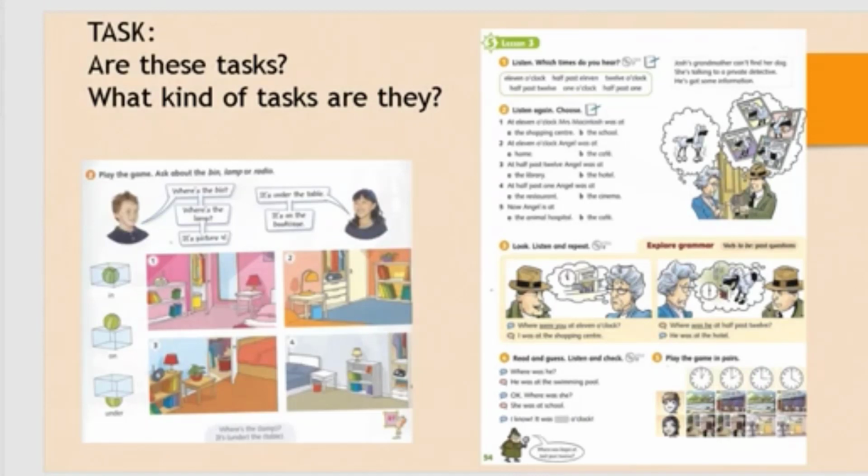Now, what about 3? Have a look at 3. It says, look, listen and repeat. And notice that students are expected to listen, repeat certain parts of the dialogue in the audio, and by repeating, they are expected to focus on specific linguistic items. Notice that this is something that we're going to discuss in this lesson. We're going to discuss this in some minutes.